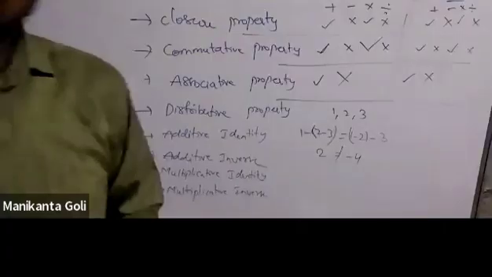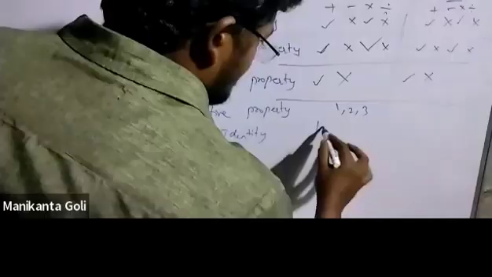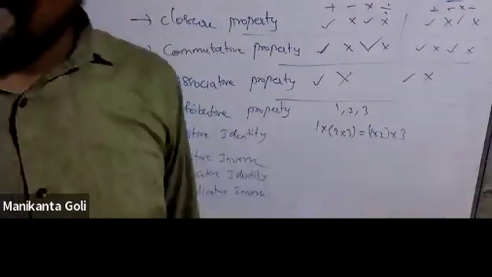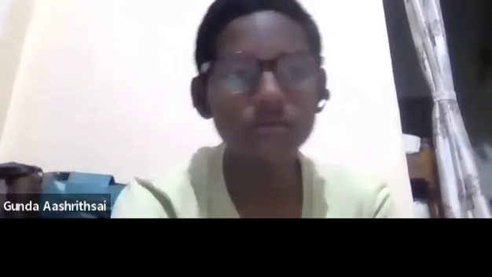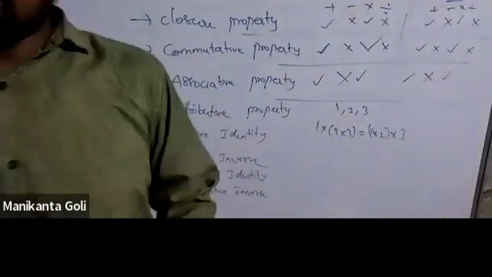Coming to multiplication, it satisfies. Same example: 1, 2, 3. 1 × (2 × 3) = (1 × 2) × 3. 2 × 3 is 6, 6 × 1 is 6. 1 × 2 is 2, 2 × 3 is 6. So 6 equals 6. The associative property is satisfied under multiplication for natural numbers and whole numbers.